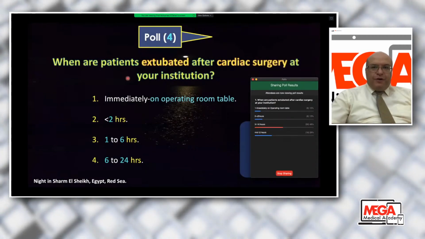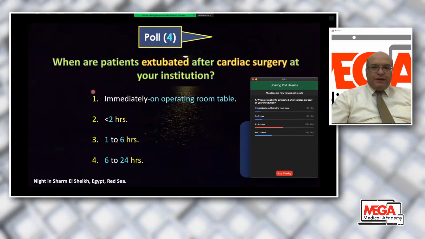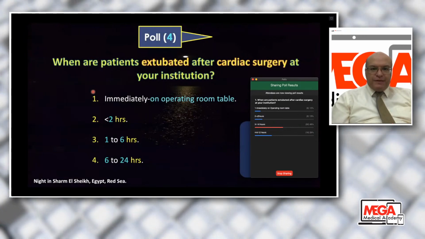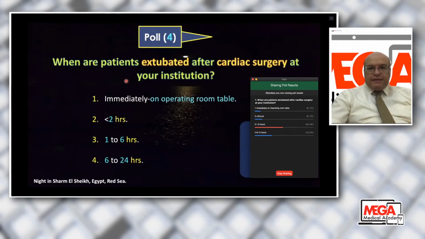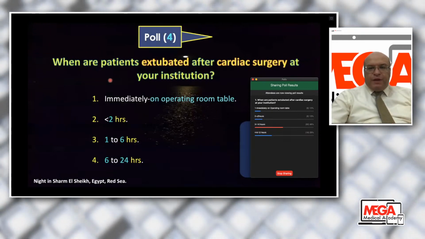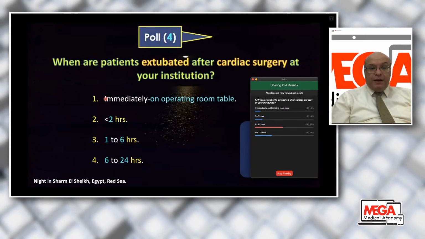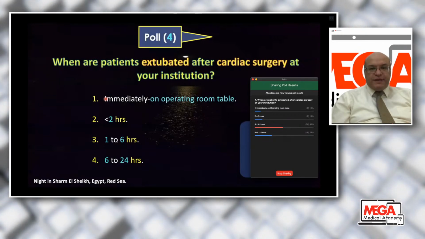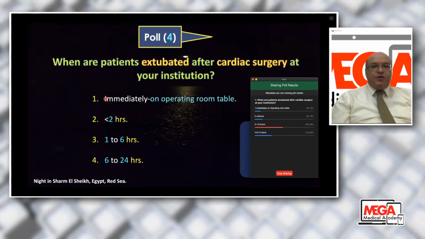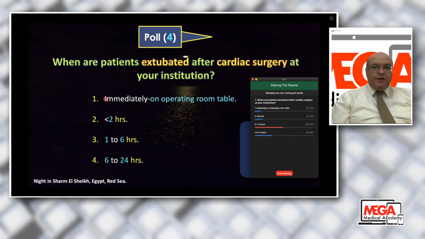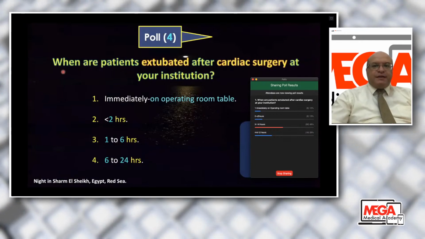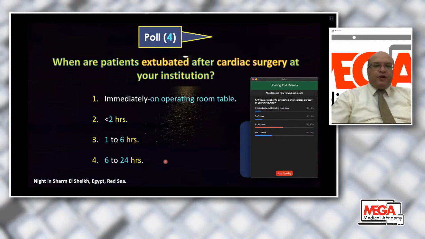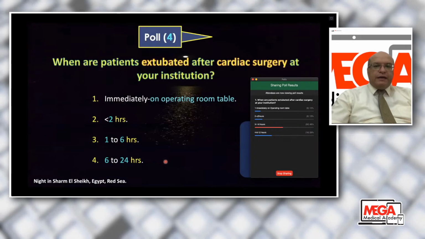We have only 10% of respondents extubating patients on the table. However, the majority of practitioners, about 70%, that means more than two-thirds of respondents, are extubating patients between 1 to 12 hours after surgery. And only 13% are extubating patients within 2 hours.